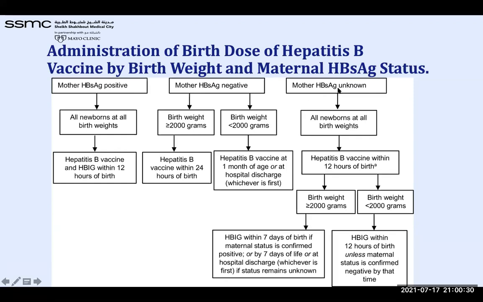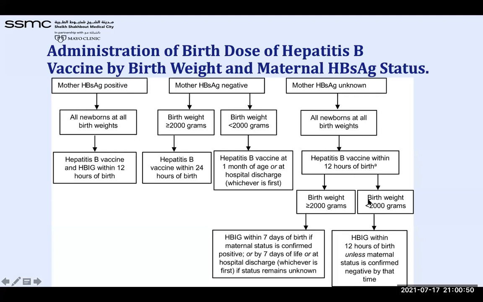If the mother's antigen status is unknown, most of the time it happens when the mother has no antenatal care. All newborns at all birth weights, we give hepatitis B vaccine within 12 hours of birth. We send the mother's titer and then we wait for that.